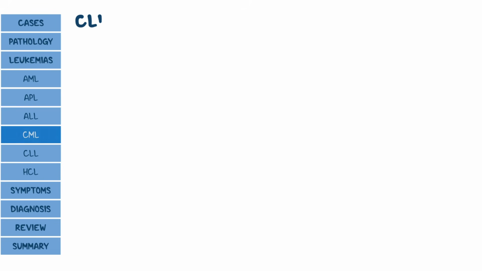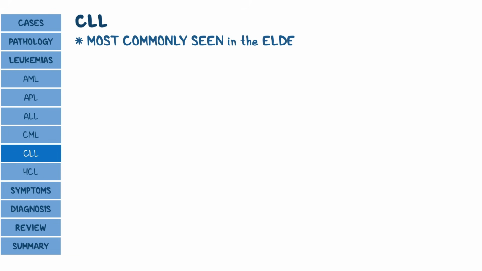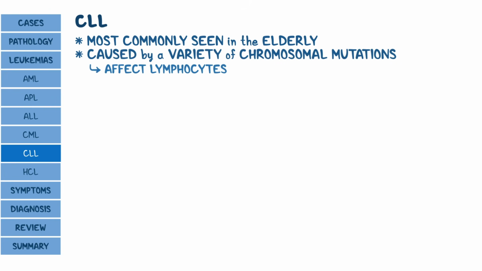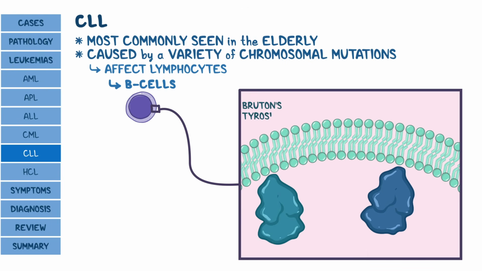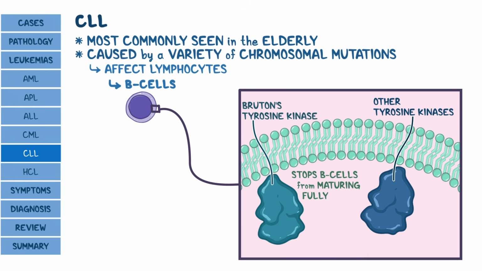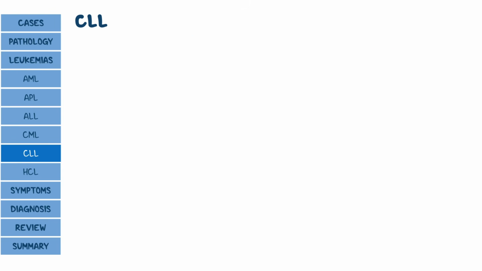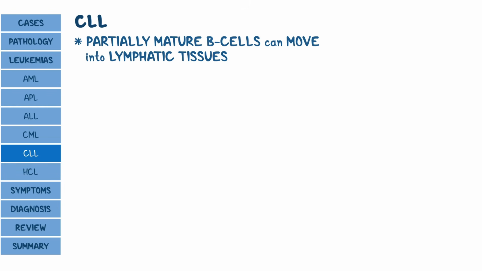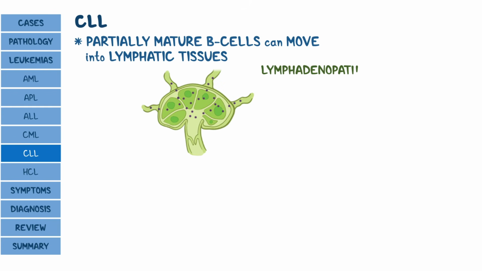On the other hand, CLL, which is most commonly seen in the elderly, is not caused by one particular mutation, but it can result from a variety of chromosomal mutations that affect lymphocytes, in particular B cells. Mutations in the genes that code for Bruton's tyrosine kinase, for example, is probably what stops B cells from maturing fully, and similar interference with other tyrosine kinases prevents cell apoptosis. Just like with the blast cells in ALL, these partially mature B cells can move into the lymphatic tissues, like the lymph nodes, and cause lymphadenopathy.